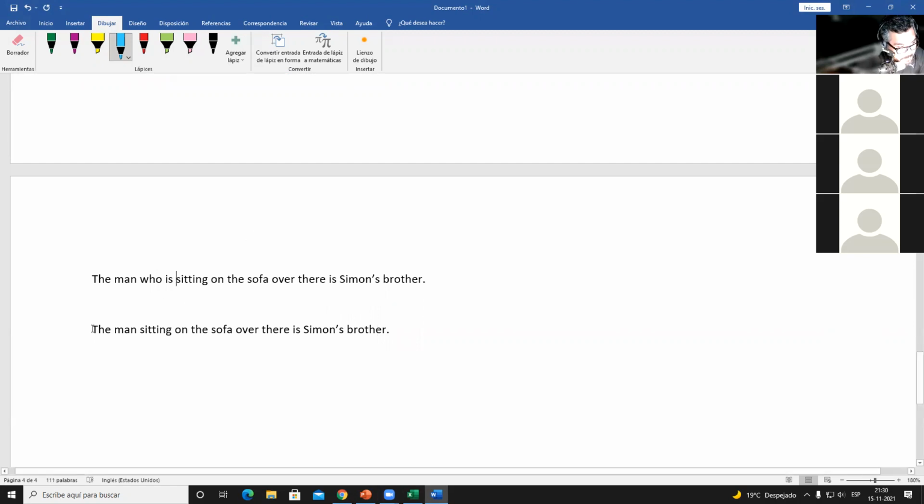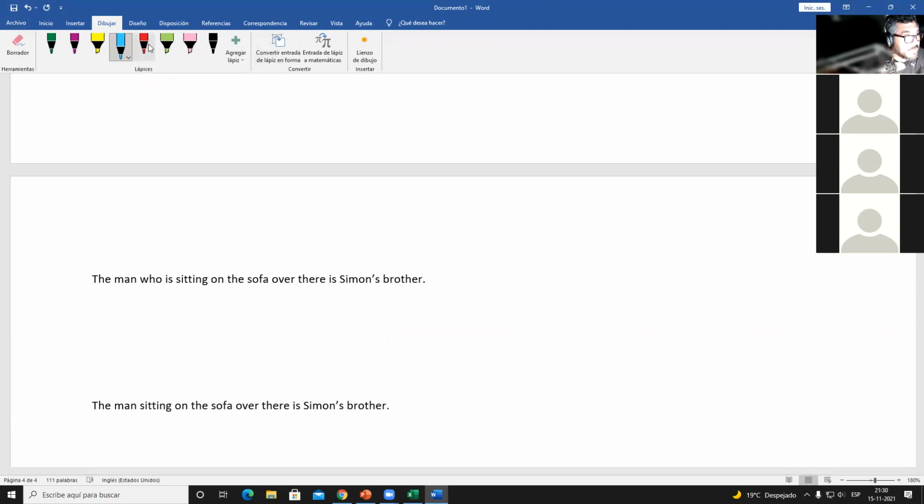Okay, the first one, the man who is sitting on the sofa over there is Simon's brother. I'm going to do the analysis for that. The man who's sitting on the sofa over there is Simon's brother. He is Simon's brother, right? So what we have in here is a noun phrase subject. Determiner, pre-modifier, noun head, who is sitting on the sofa over there.